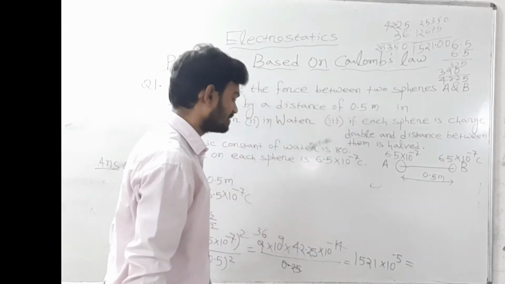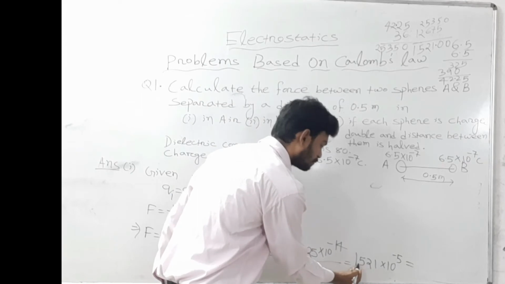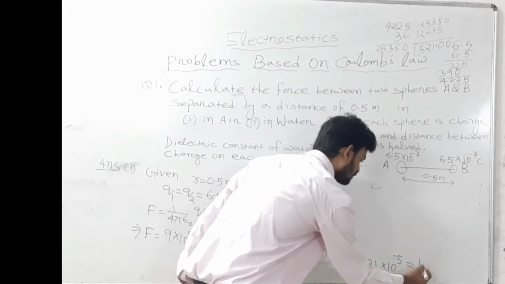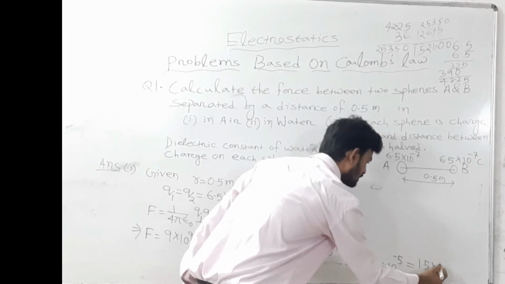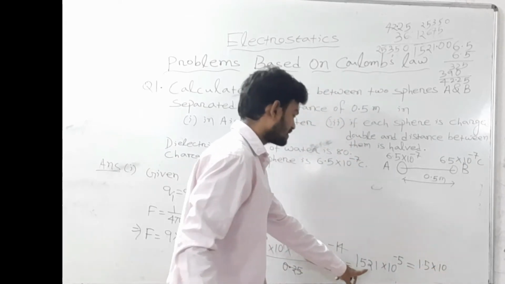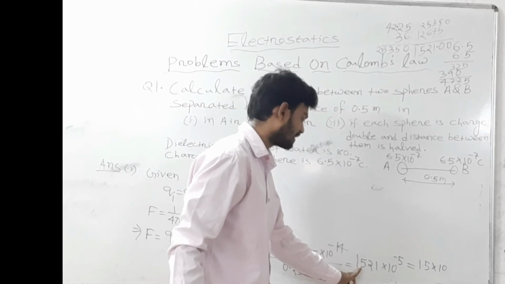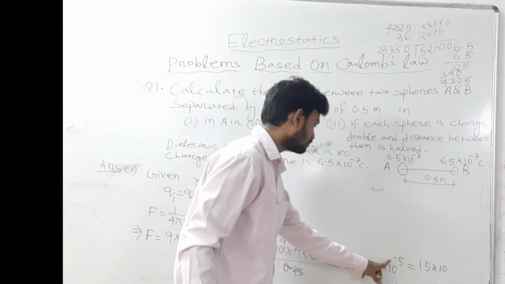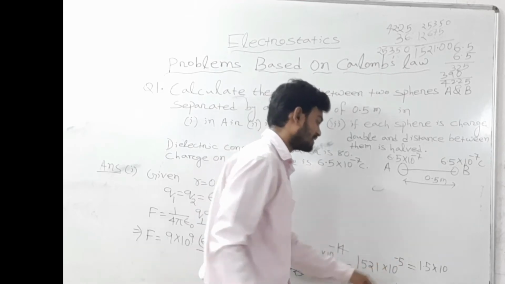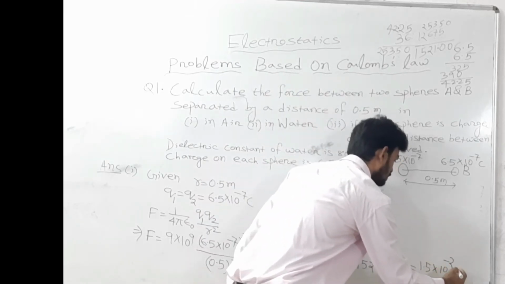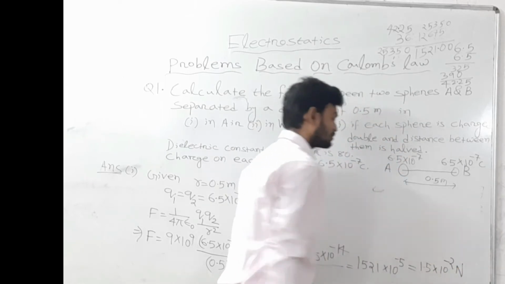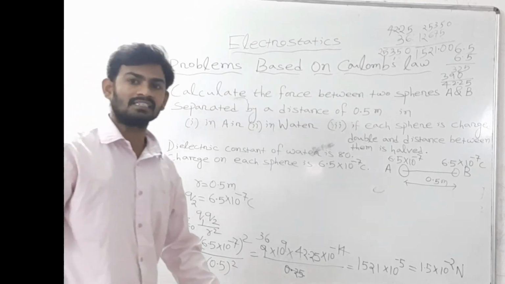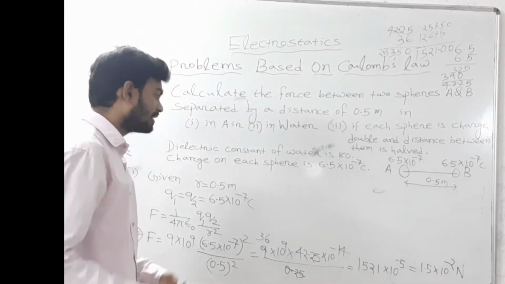Or we can write it as 1.521, with three decimal places, so it will be 1.5 into 10 to the power plus 3. We added plus 3, so the exponent becomes minus 2. So what is the answer? 1.5 into 10 to the power minus 2 Newton. Okay. Next.